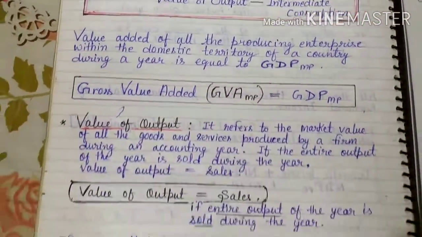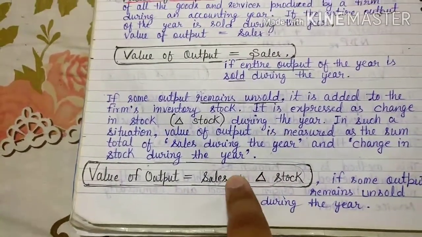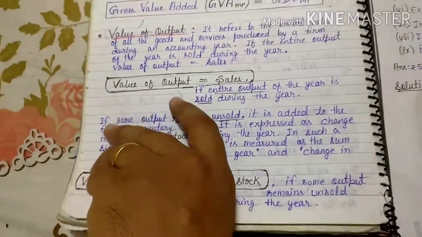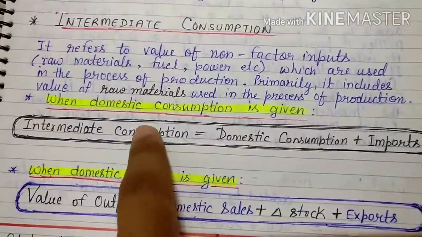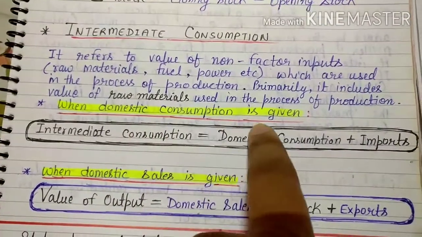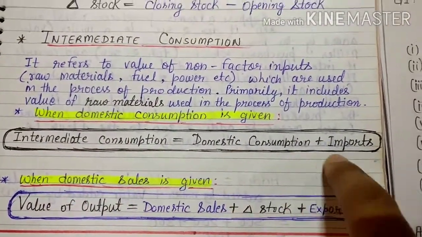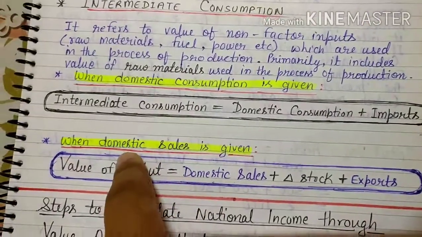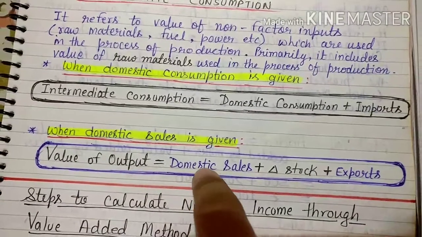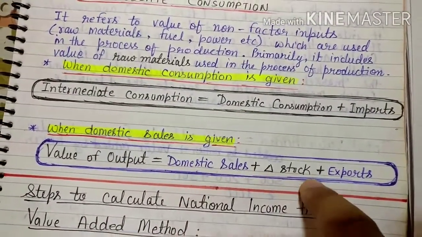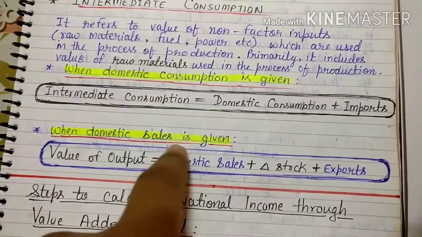So where value of output is what? Sales plus change in stock. But in case domestic consumption is given, what is the formula for intermediate consumption? Domestic consumption plus import. And when domestic sales is given, then what is the formula for value of output? Domestic sales plus change in stock plus exports. Okay, in which case? When domestic sales is given.